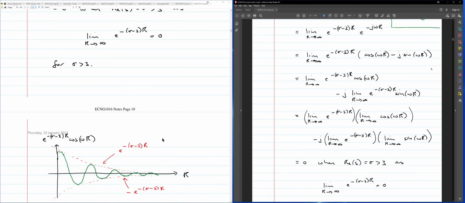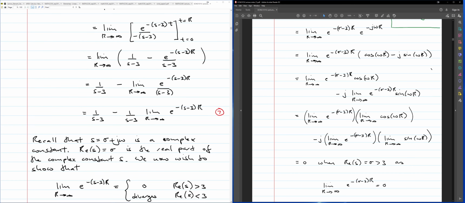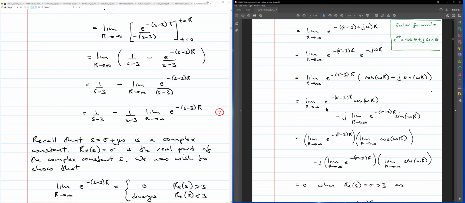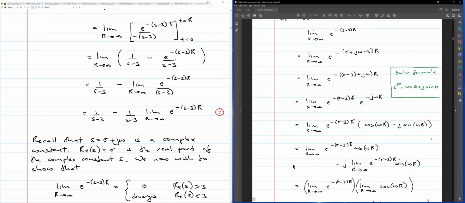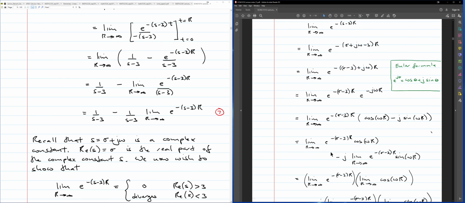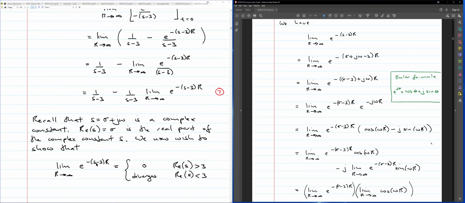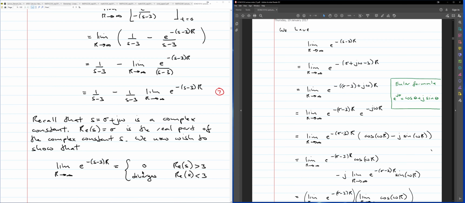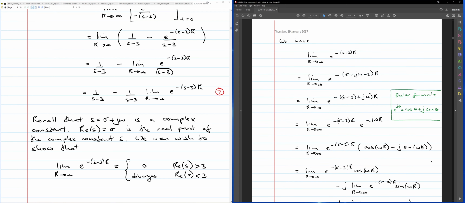And going back to what I have, remember this limit, e to the minus (s minus 3) times r, is equal to this expression with the exponential and the cosines. What I just showed is this limit e to the minus (s minus 3) times r is going to be equal to 0 when your real part of s is bigger than 3. So when the sigma is bigger than 3, these limits of exponentials are going to drop to 0, which means that the entire expression would head down to 0.